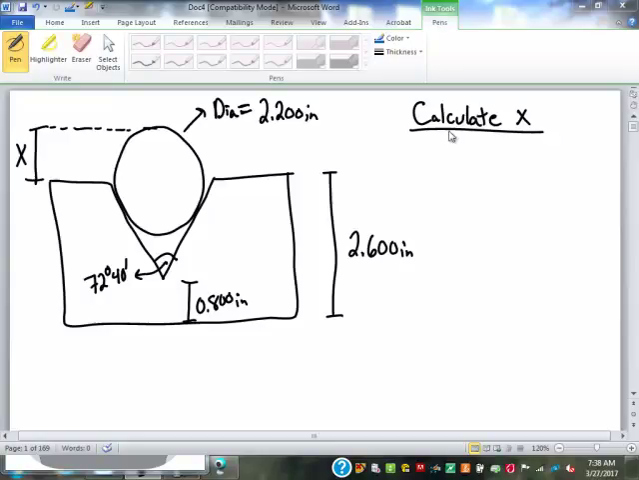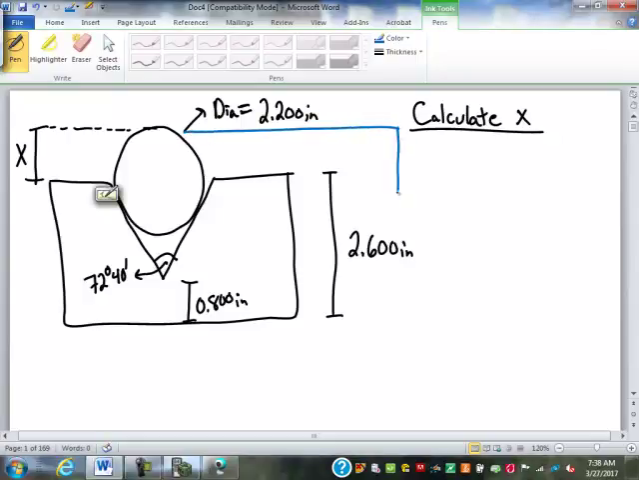So for this one here, to find x, what we need to find is this overall height all the way up to the top, and subtract the 2.6 inches here, and that'll give us x. So to find that overall height, we have to build it in pieces.